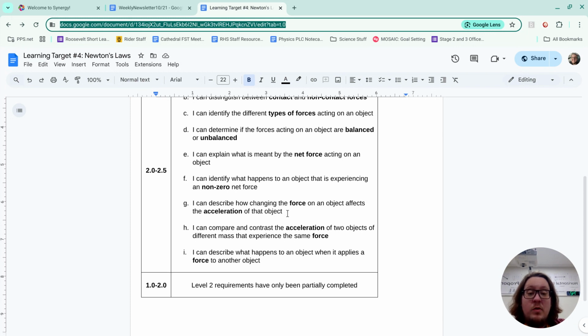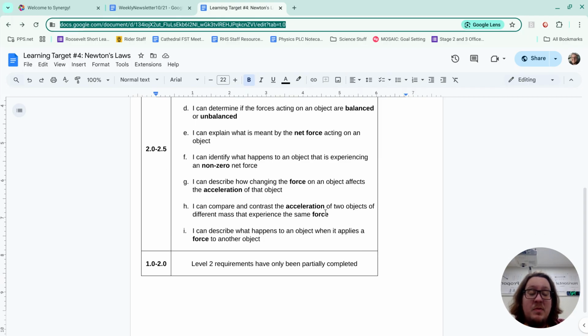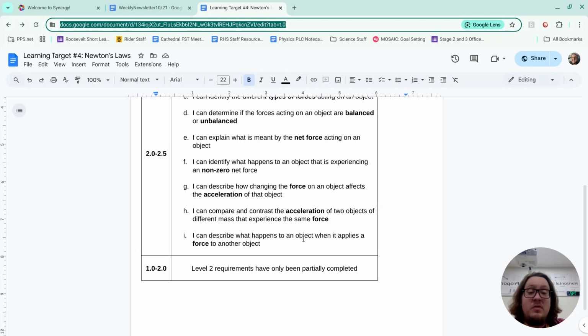Describe how changing the force on an object affects the acceleration of an object. If you change the force on an object, the acceleration changes, pretty simply. Compare and contrast the acceleration of objects. So if an applied force, like a push, is put on an object harder than another object, or depending on the weight, that force can do different things. Then describing what happens to an object when it applies force to another object. So some of that force is retained in that object sometimes, and some is transferred to the other object.